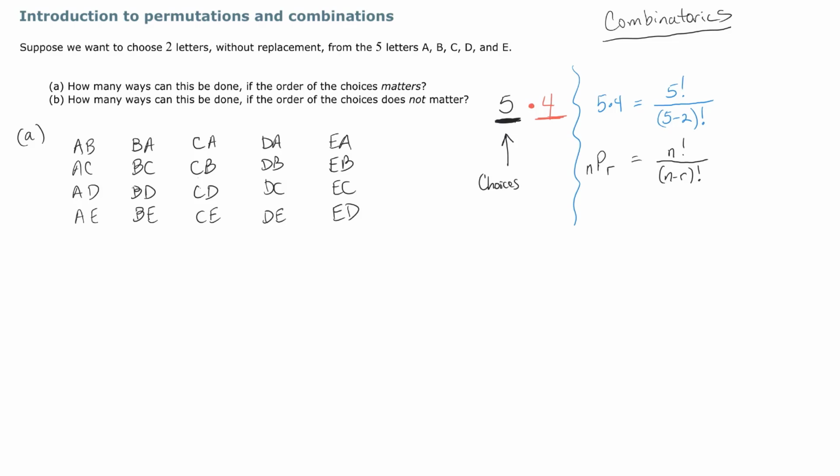Now, when you see the word permutations, you want to remember that order matters. In other words, you are counting the orderings of your possibilities. And another way of thinking of order matters, think of it as ranking.